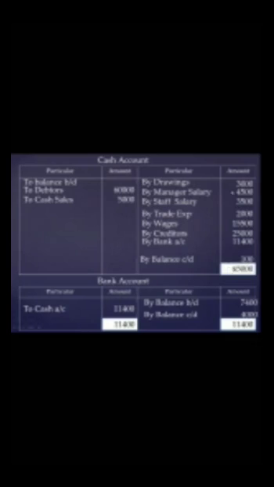Then close the cash account. The cash account total of the credit side is 65,000. Debit side total is also 65,000. There is no difference. There is no difference means there is no opening balance. Opening balance of cash is 0. Clear? I close the cash account. Now I go to the statement of affairs.